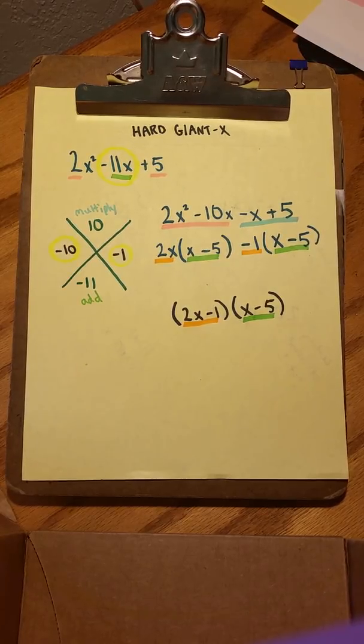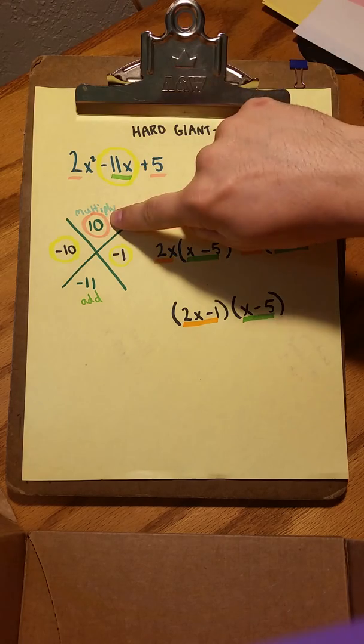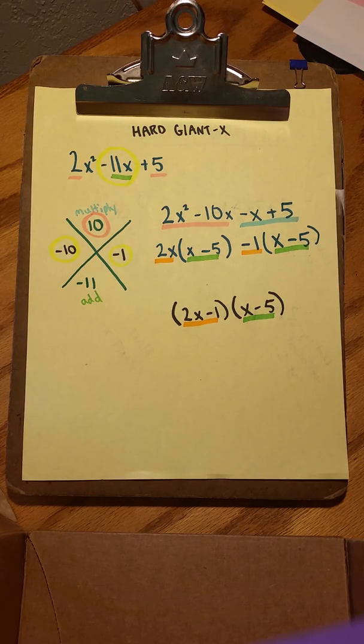Now, this is a very strange trick and a very strange process, but let's take a quick look back through what we did. First, we multiplied the 2 and the 5 to get the top of our giant X. Second, we used our giant X to find what two numbers to split negative 11x into.